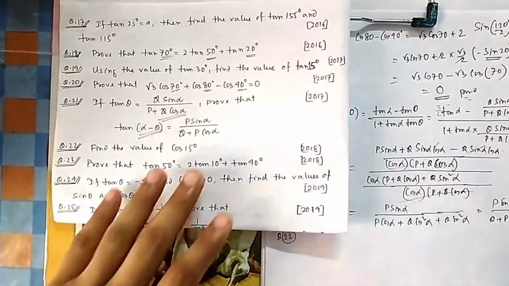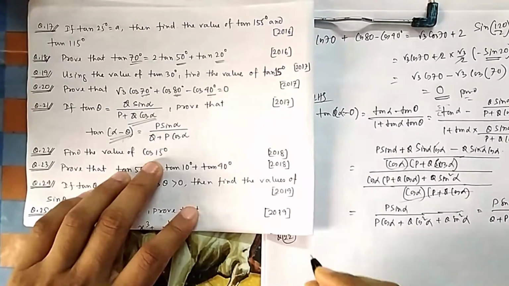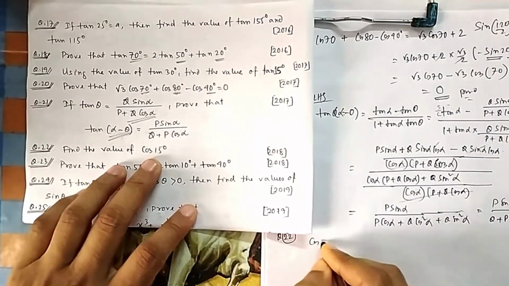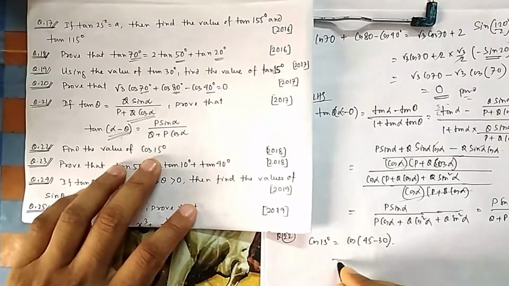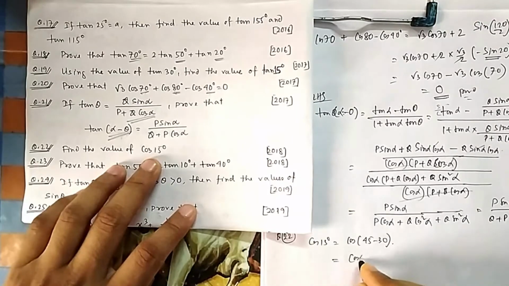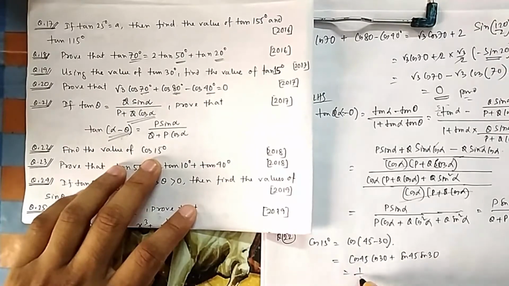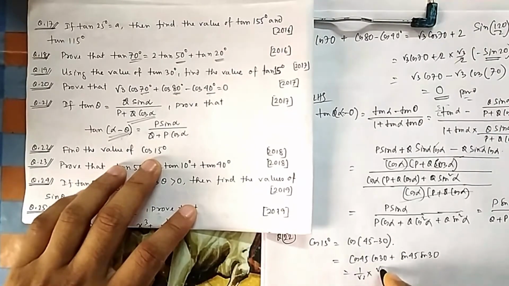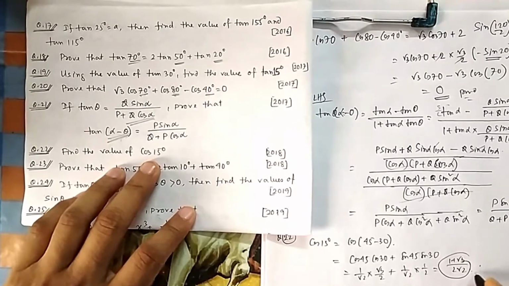Now find the value of cos 15. As they have not mentioned, you can apply cos 2 theta, but no need to go for that because it is only cos 15. You can apply cos of 45 minus 30. So cos A minus B is cos A cos B plus sin A sin B. You apply this: cos 45 is 1 by root 2, cos 30 is root 3 by 2, sin 45 is 1 by root 2, and sin 30 is half. So it is 1 plus root 3 over 2 root 2. If you have a calculator, you do it, or you keep it as it is.